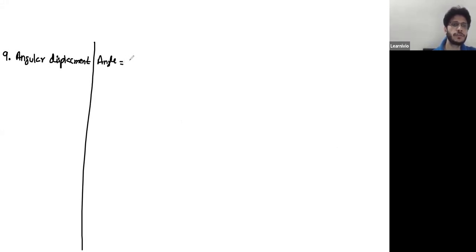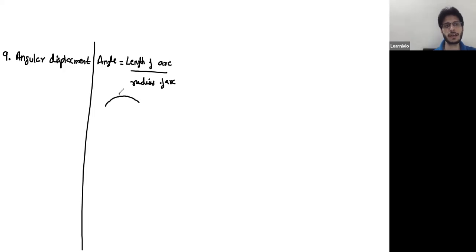And the definition of angle is the length of arc divided by the radius of arc. This is the definition of angle. So angular displacement is just an angle.